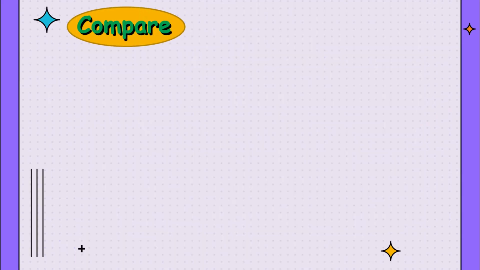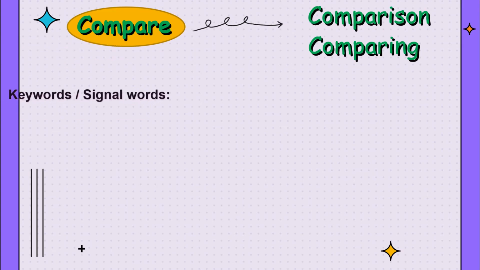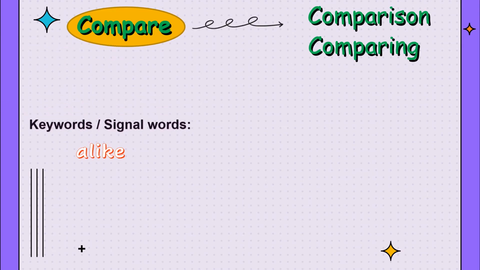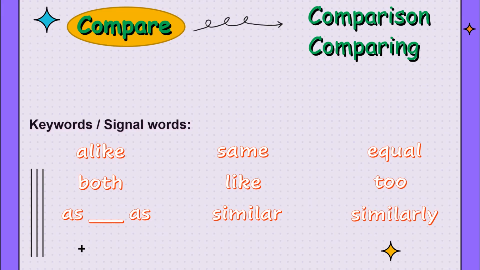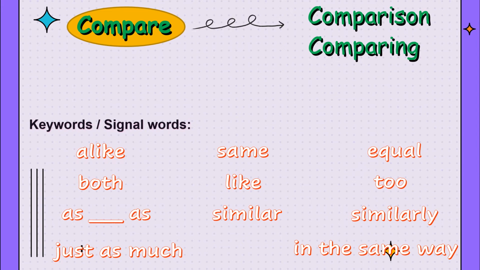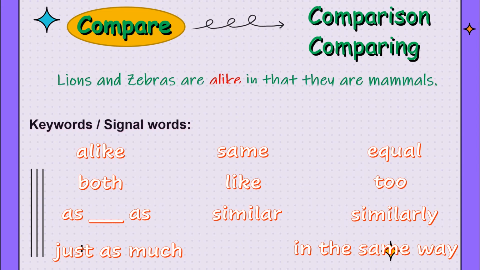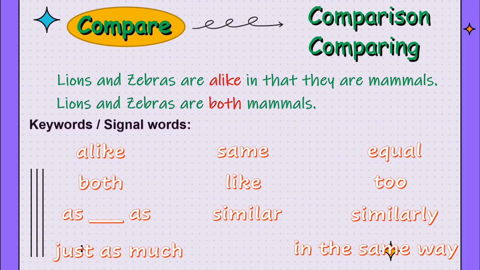When we compare, we use keywords or signal words such as alike, same, equal, both, like, too, as blank as, similar, similarly, just as much, and in the same way. For example, lions and zebras are alike in that they are mammals. Lions and zebras are both mammals.